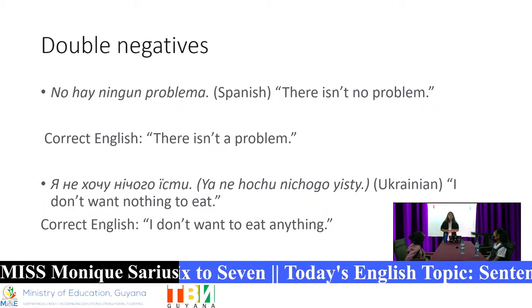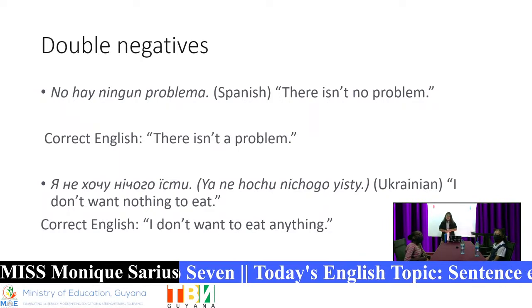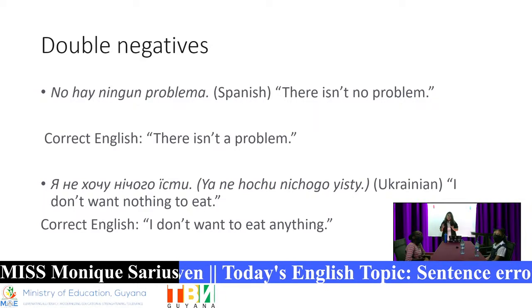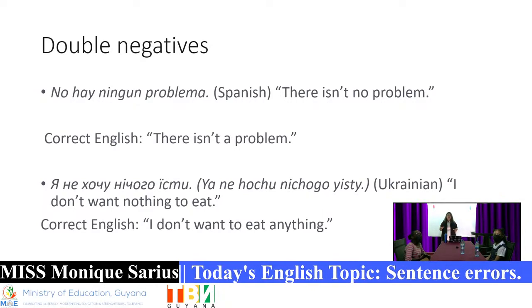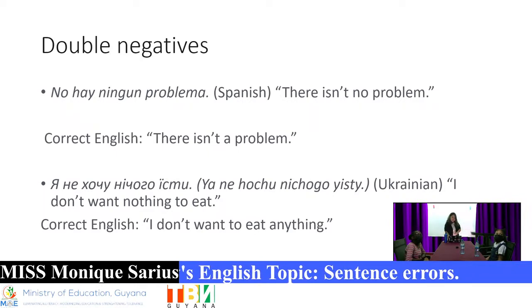And for this one here, I don't want to eat nothing. You replace the nothing with anything, because nothing is negative and nobody in the previous example was also negative. So we're not using double negatives.